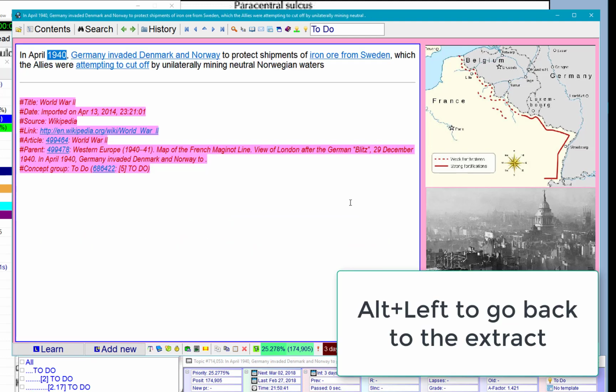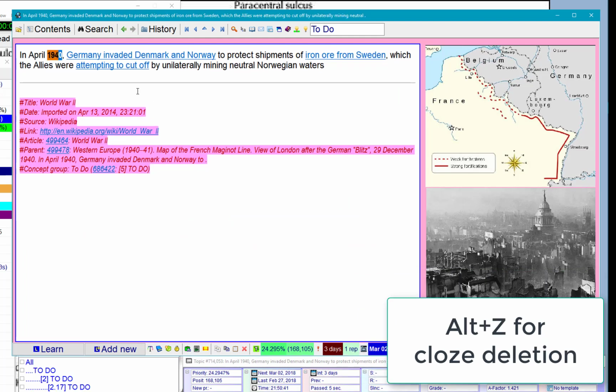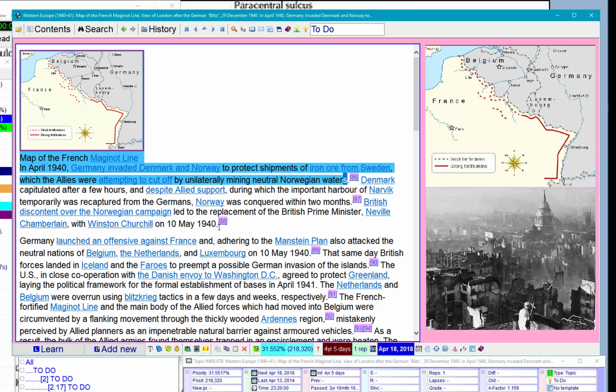And this was 1940. That's my clause. Remember, it was 1940, Germany. Two countries, that'll be Denmark and Norway. If I remember the other one was Norway, I will remember it was Denmark. Protection from Sweden. Actually, it was iron. That's critical. Sweden, which allows them to cut off the Norwegian waters. Okay. So that'll be my first sentence.